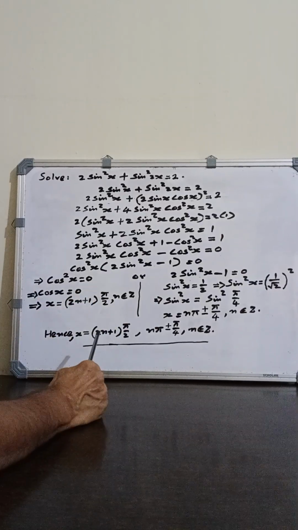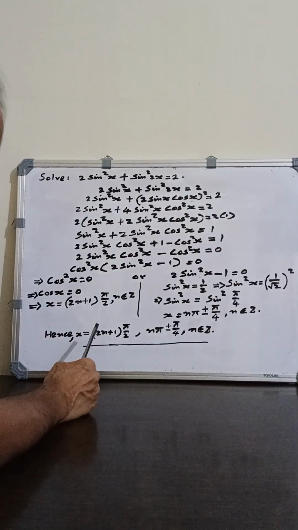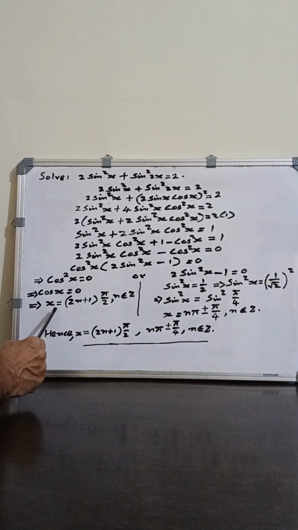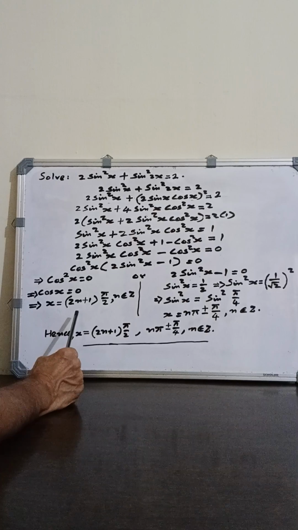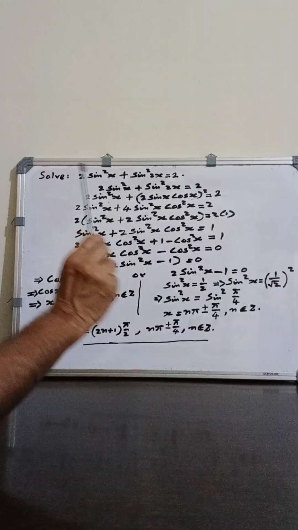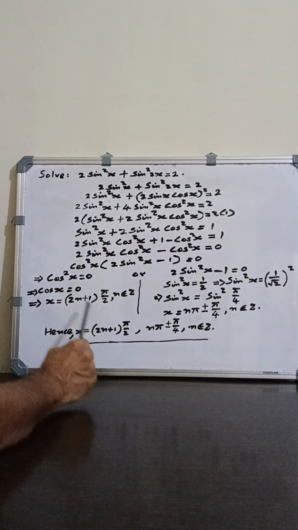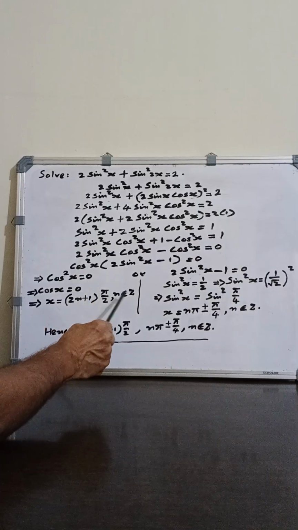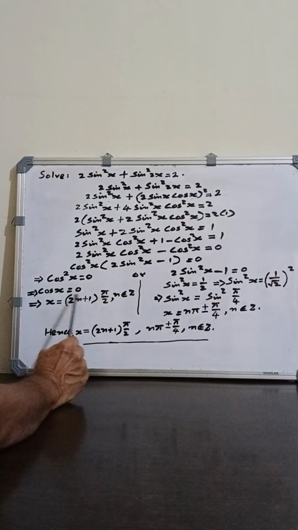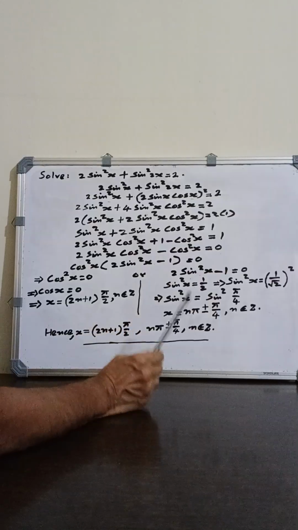If cos x equals 0, then the solution is an odd multiple of pi by 2. That we can define as x equals odd multiple, which we can generalize as 2n plus 1. 2n is even, plus 1, so 2n plus 1 is odd multiple of pi by 2. That is 2n plus 1 into pi by 2, n belongs to Z, integer.